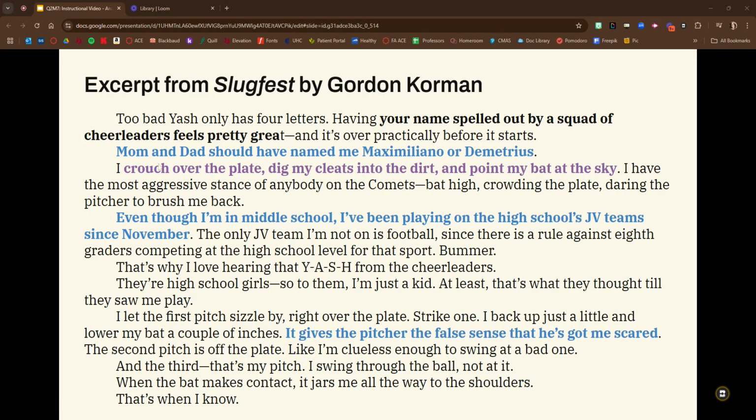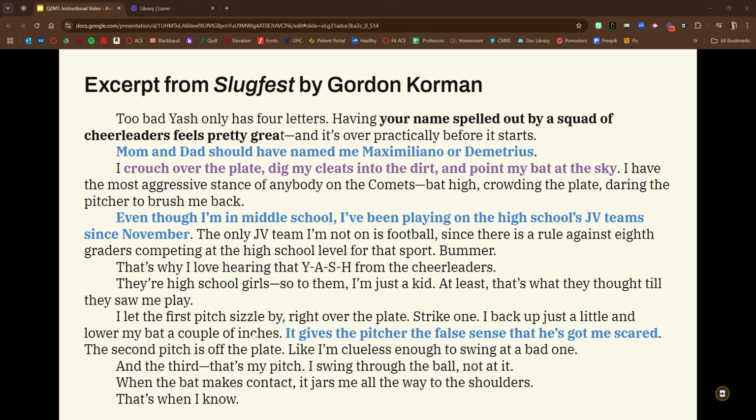Then we're going to look at his actions, and that's this part in purple. We see him being very physical. He crouches over the plate, digs his cleats into the dirt, points the bat at the sky. And each of these actions demonstrates confidence. He's prepared and has a bold approach to competition. He also deliberately, I wish I would have highlighted this part or made this bold.